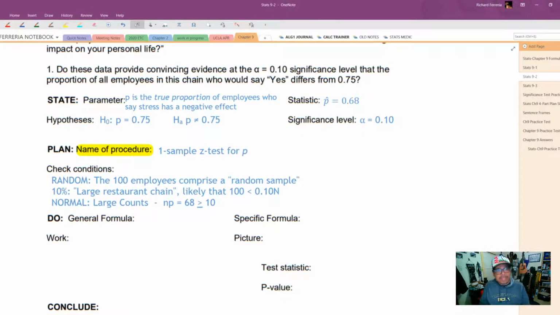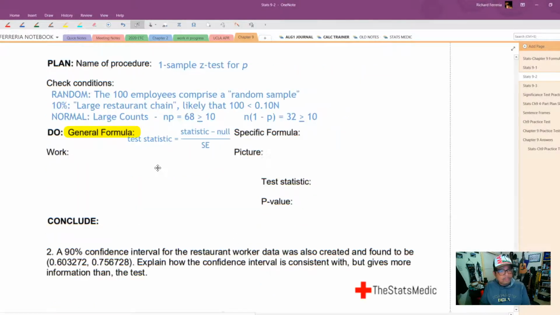I just counted how many successes in the survey. And if there were 68 successes, that means there were 32 failures, and 32 is also greater than or equal to 10. So the conditions all check out. We're ready to do our general formula.